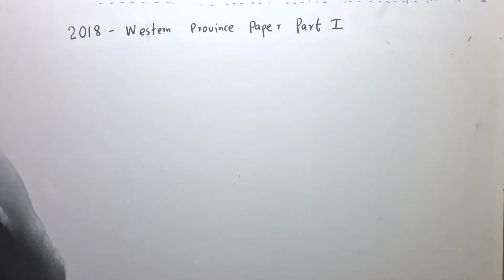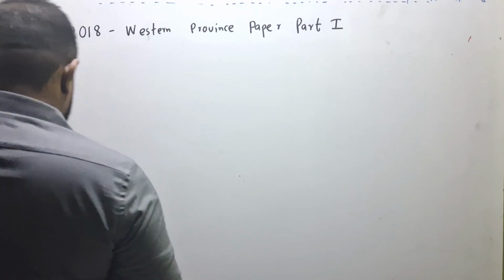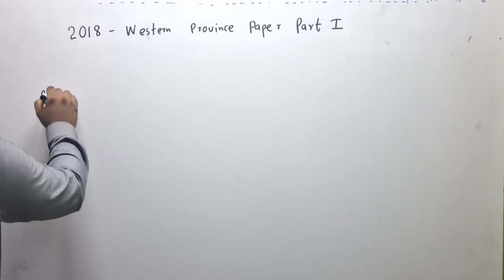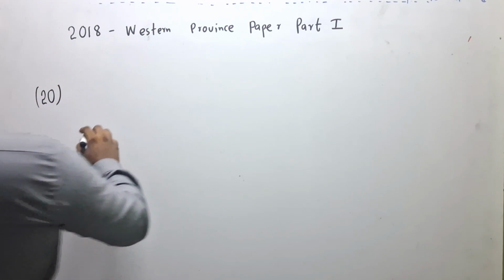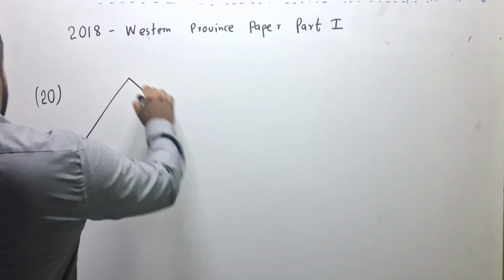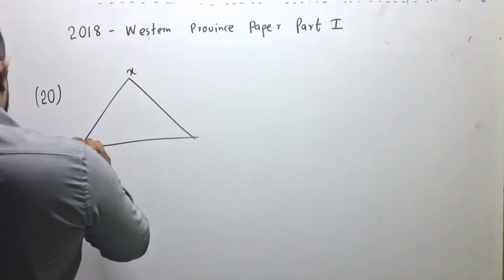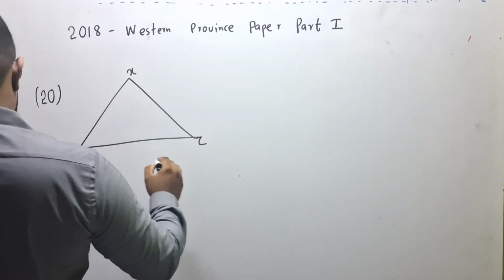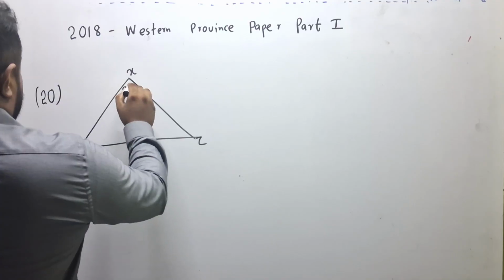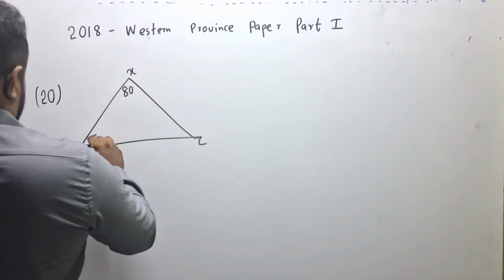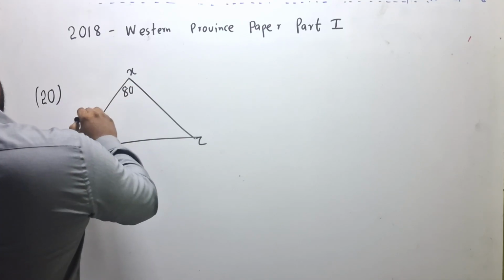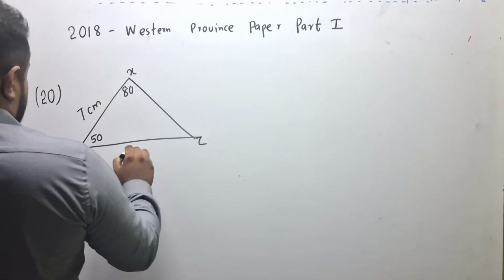Question number 20. The triangles XYZ and LMN are congruent. Write the case of congruency. What are the data given? In XYZ, the angles and sides are 80 degrees, 50 degrees, 7 centimeters, 10 centimeters.